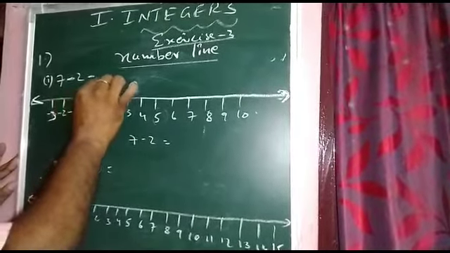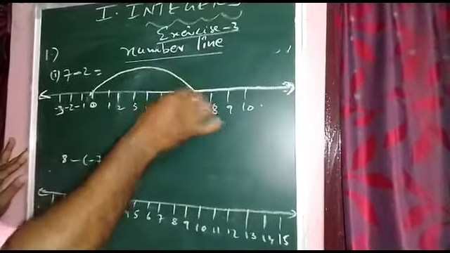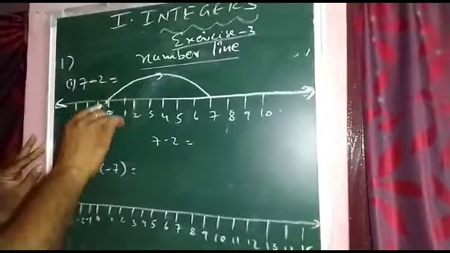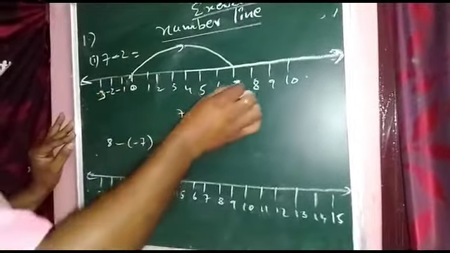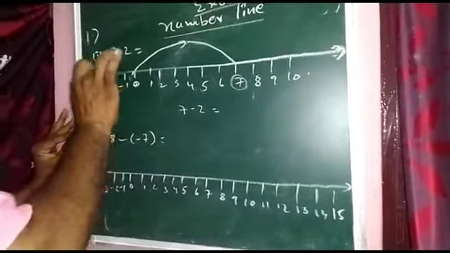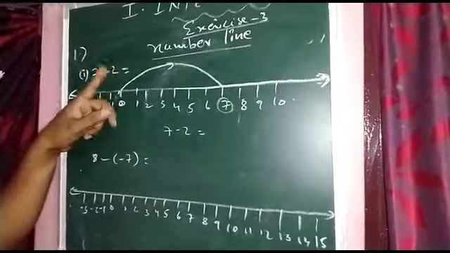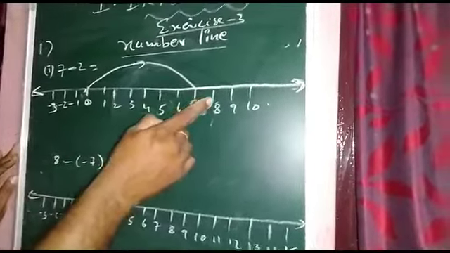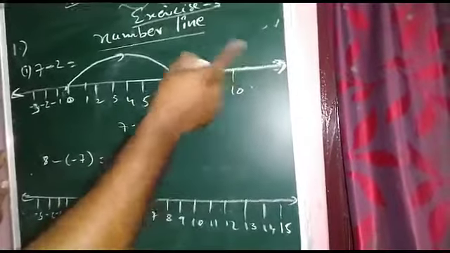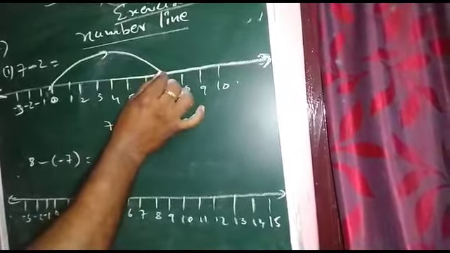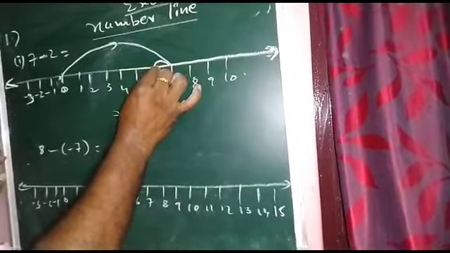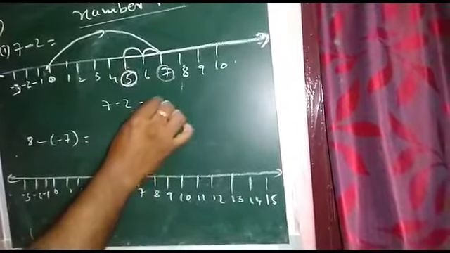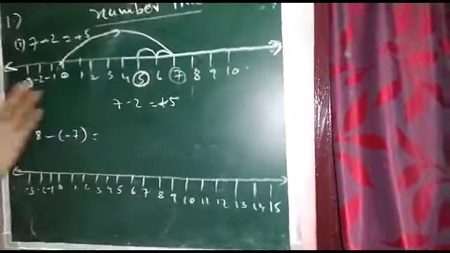Draw a line from 0 to 7. Positive numbers always move from left side to right side. From 7 onwards, what do you want to subtract? Minus 2, two numbers you want to remove. When the subtraction is done, a negative number added to a positive number moves from right to left. 2 points you moved. 1, 2. The answer is plus 5. Like this way you draw a number line.